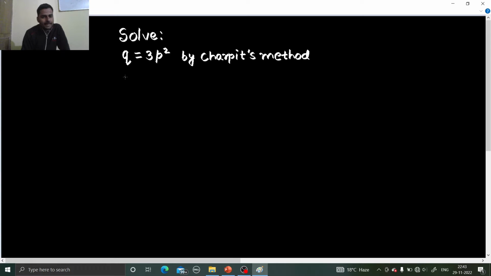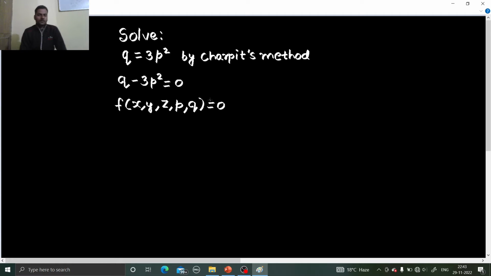So let's write this as q minus 3p square equals to 0, because now it is of the form function of x, y, z, p, q equals to 0. So we can move ahead and write the Charpit's auxiliary equation or the Charpit's equation.